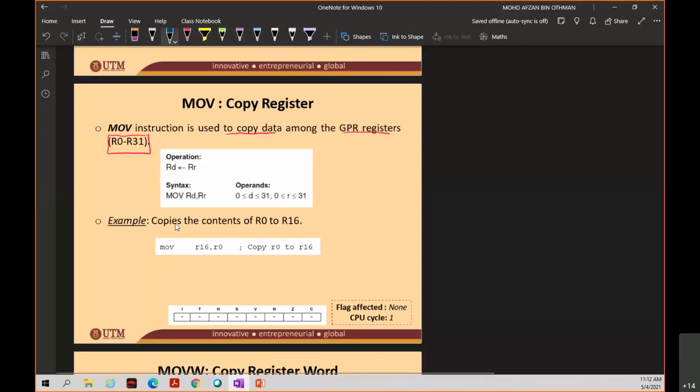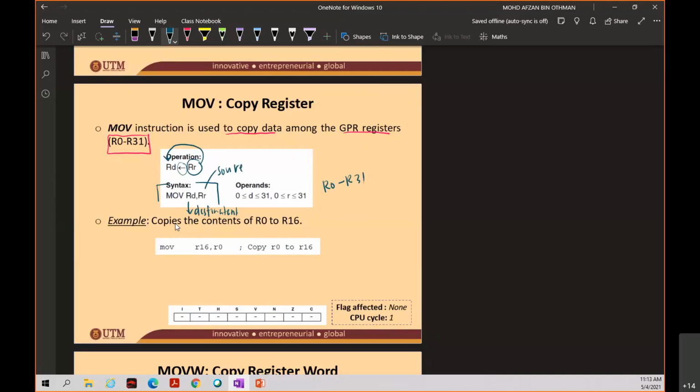Okay, RD, and then you see the arrow here. RR means that you copy the contents of the source register and put it to your RD. And the syntax, so this is the syntax: MOV RD, RR, where RR is your source register, while RD is your destination register.